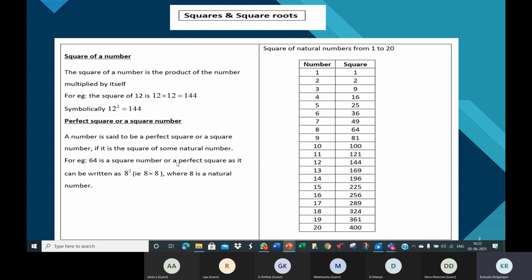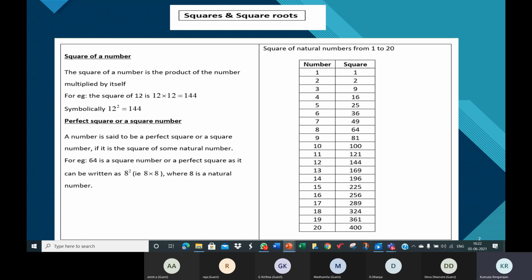Now 64 is a square number, or it's called a perfect square. Why? Because it can be written as a square of 8. What is a square of 8? 64. So 64 is said to be a perfect square or a square number because it can be written as a square of some other natural number, which is 8.